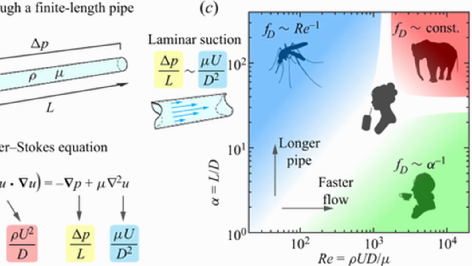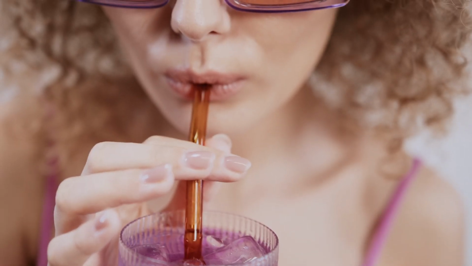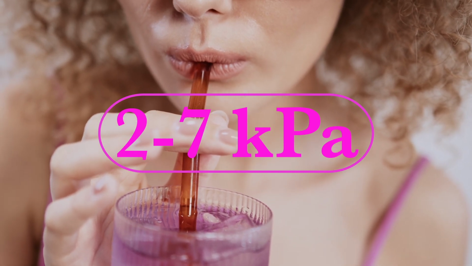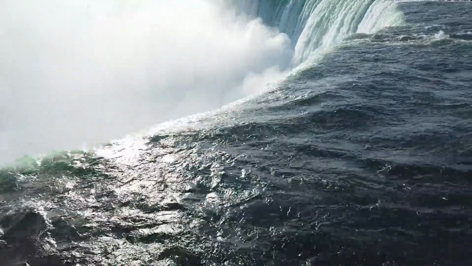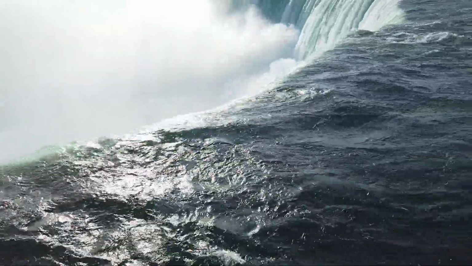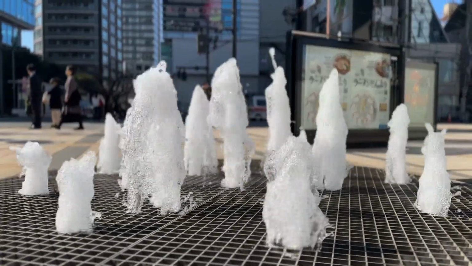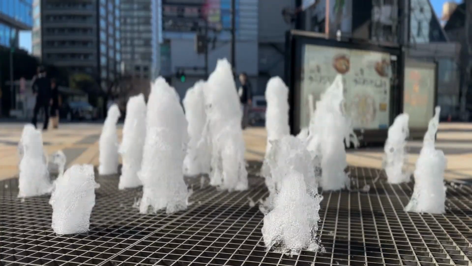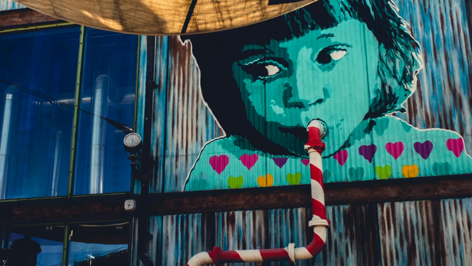So, how much pressure can an average person actually generate? When you take a casual sip, you create a pressure in your mouth that is about 2 to 7 kilopascals lower than the atmosphere around you. That's only a 2 to 7% drop in pressure. But that small difference is surprisingly powerful. A pressure drop of just 7 kilopascals is strong enough to lift a column of water about 70 centimeters, or over 2 feet high. That's the maximum length of a straw you could theoretically drink from while standing up.